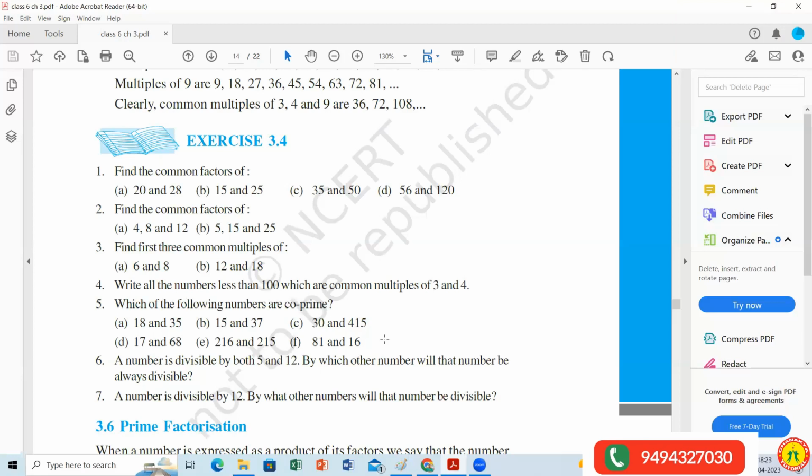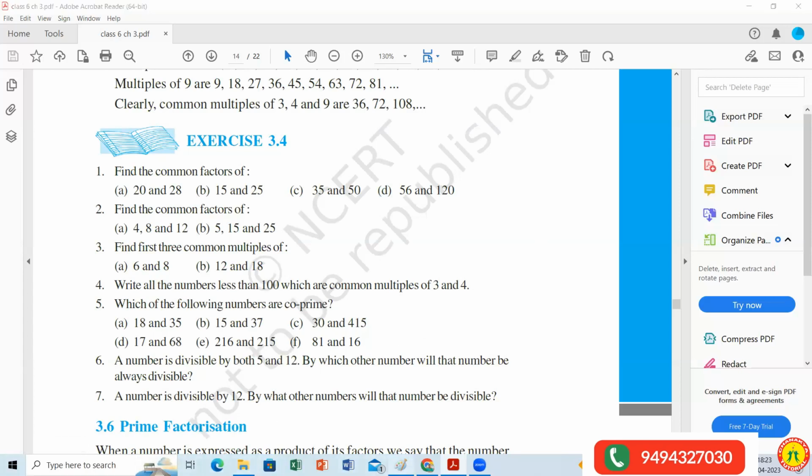Now, seventh question. A number is divisible by 12. By what other numbers will that number be divisible? This is a wonderful question, children. You have to write the factors of 12. What are the factors of 12? Yes. What are the factors of 12, children?